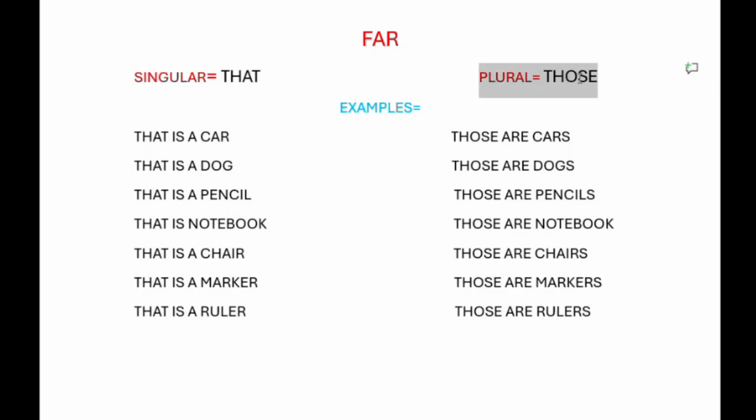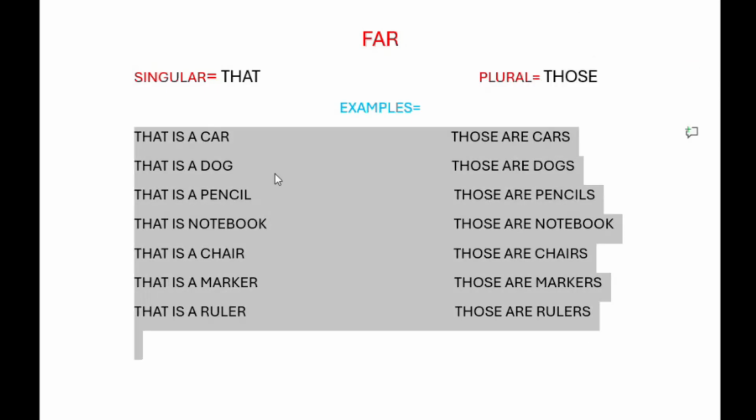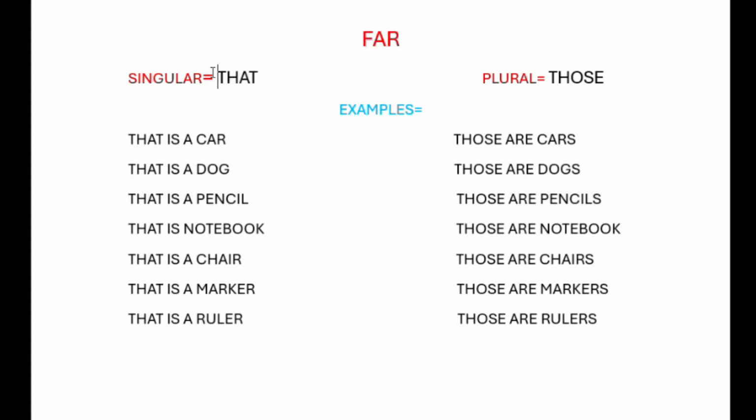And in this case, we have the plural form, those. Okay, below you can see examples for each word. In this case, that. Okay, repeat after me. That is a car. That is a dog. That is a pencil. That is a, okay, as I said before, the teachers are not perfect, right?